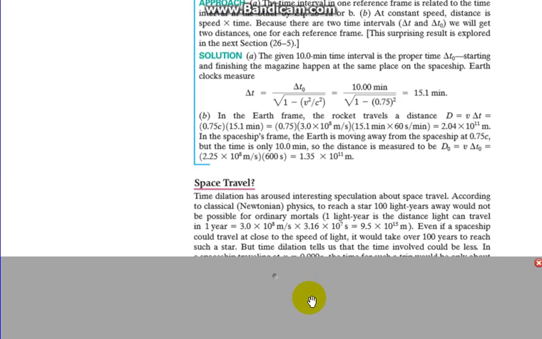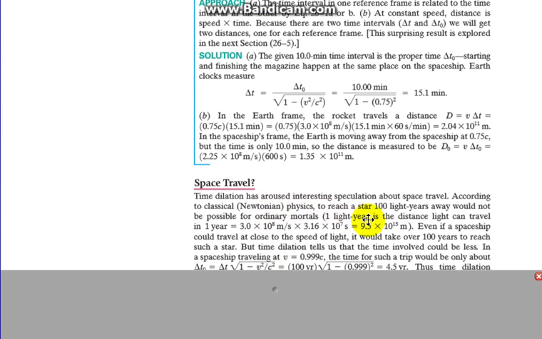Really weird. Time dilation has aroused interesting speculation about space travel. According to classical Newtonian physics, to reach a star 100 light years away would not be possible for ordinary mortals. And of course, we should highlight what a light year is, because we're going to run into that quite frequently. A light year is the distance that light can travel in 1 year. So 3.0 times 10 to the 8 meters per second multiplied by the number of seconds in a year, so simply 365 times 24 times 60, etc., and we get 9.5 times 10 to the 15 meters.